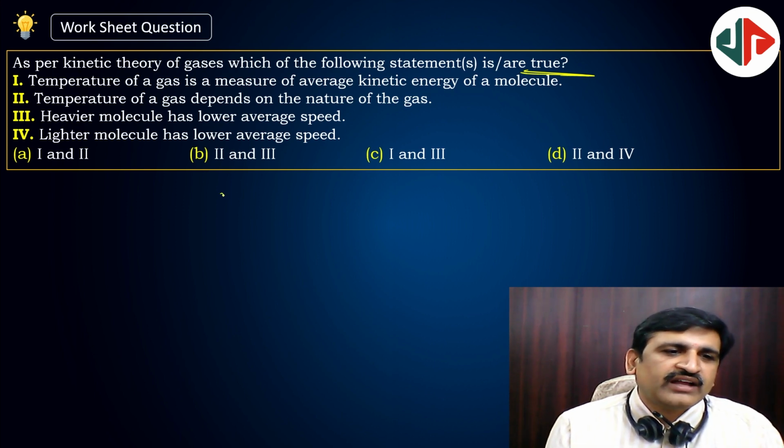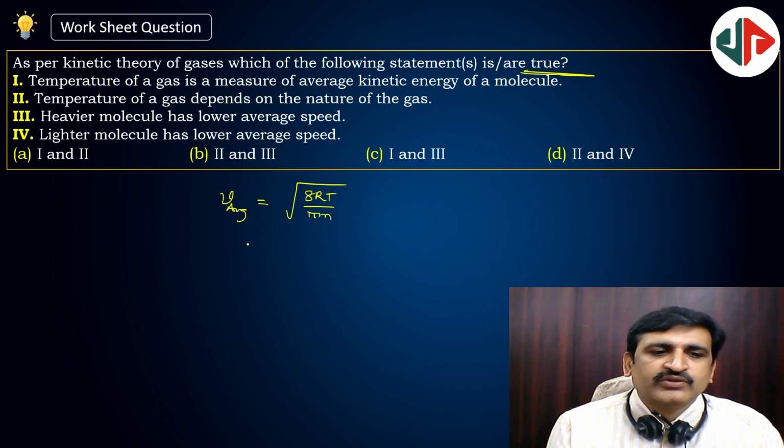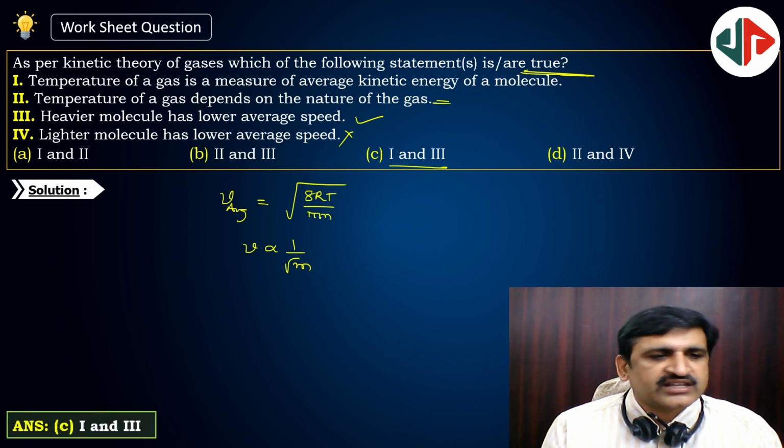Heavier molecule average speed is square root of 8RT by pi m. So V is inversely proportional to root over m. So the heavier one will have less average speed. So this is true. Obviously the lighter one is wrong and the second need not be. So 1 and 3 are correct. That means it is option C. Yes. Next.